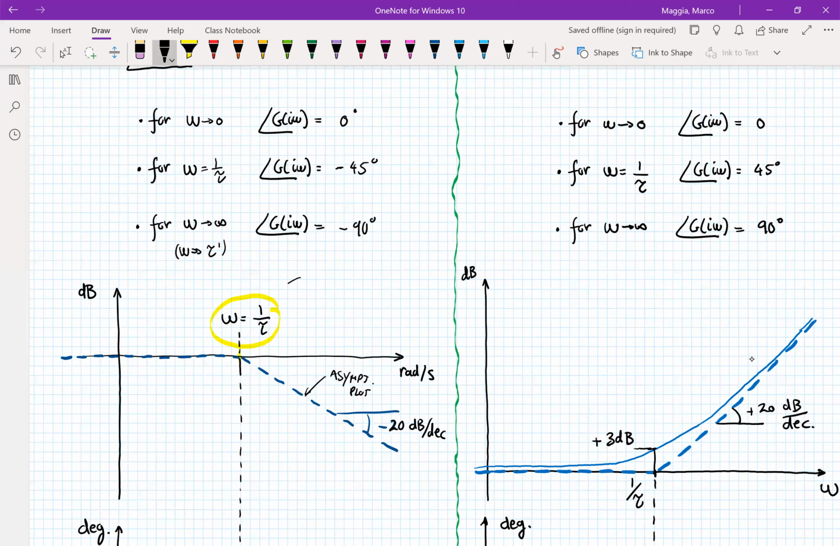And of course, if you had a real pole with multiplicity 2, then the difference would be that the slope would be multiplied by the multiplicity, so minus 40 decibels per decade, for instance. Now, if you want to get the actual plot, then what we know is that at the cutoff frequency, the value is indeed minus 3 decibels. So you can draw the actual plot, which asymptotically converges to 0 for low frequencies, passes through minus 3, and then asymptotically reaches the line with slope minus 20 decibels per decade.